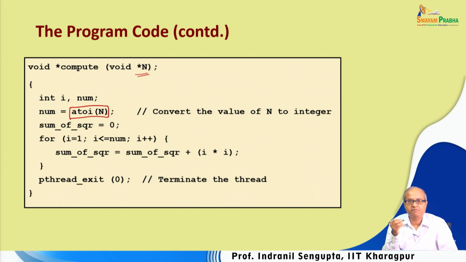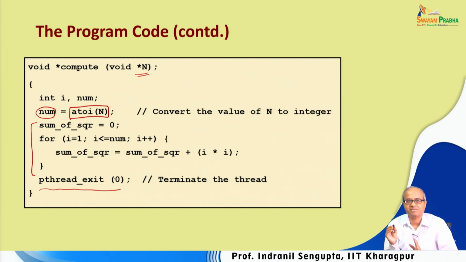So, the value of n, we convert it to an integer and store it into a variable num, and here we simply calculate the sum of the squares. That sum of SQR variable was defined as global, and that same global variable is used. So, I store the result in the global, and after we finish, this child thread must exit. We call pthread exit with a value 0, in case you need the return value.